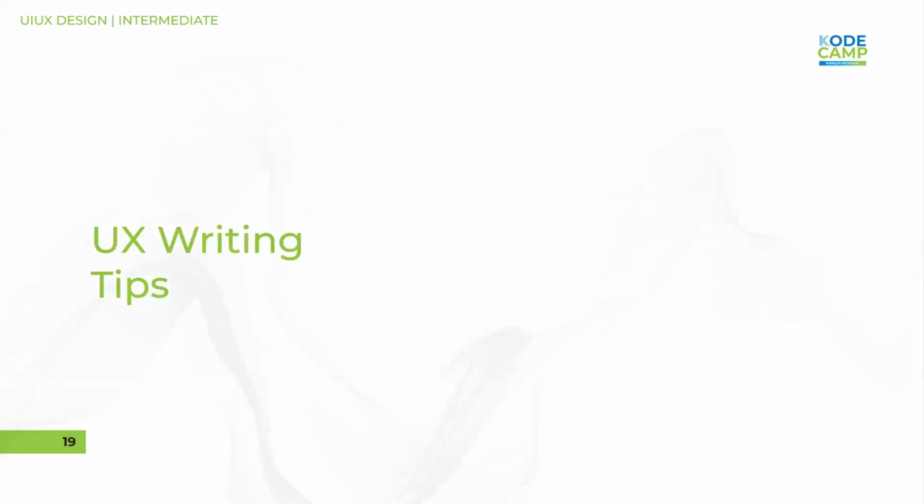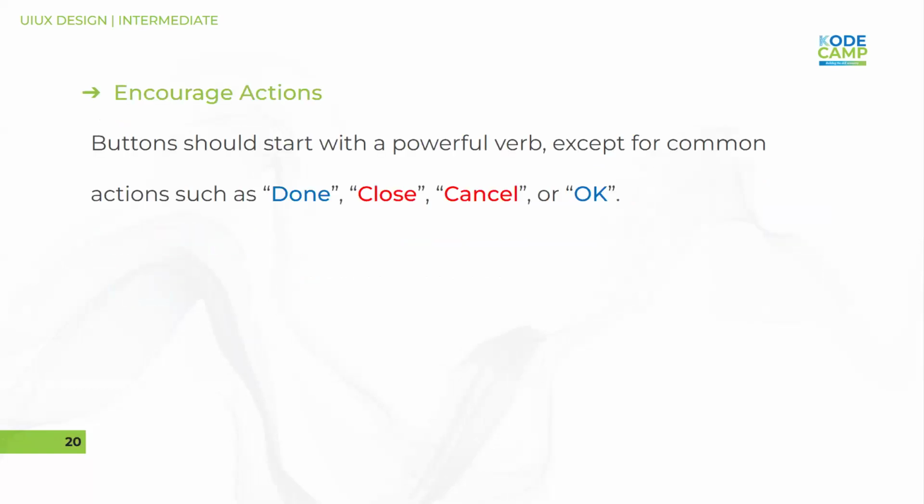Now, what are the UX writing tips for a button? Encourage action. Buttons should start with a powerful verb, except for common actions such as done, close, cancel, or okay. We know all this. For example, if someone wants to delete, you know whether to put cancel or go ahead with the delete. This is all understood.